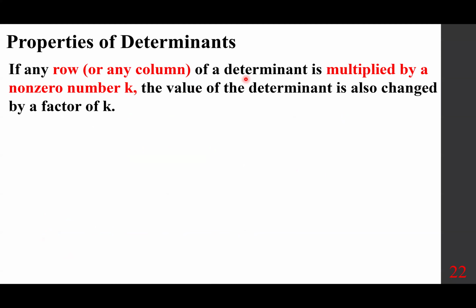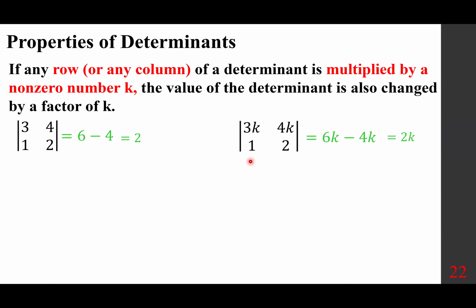If any row or any column of a determinant is multiplied by a non-zero number k, the value of the determinant is also changed by a factor of k. For example, we've already known that this is 2. Let's multiply one of the rows by k. So we have 3k times 2, which is 6k, minus 4k times 1, which is 4k. That results in 2k. So 2 times k, because this row is multiplied by k, the result is multiplied by k. So if you multiply it by 10, it becomes 20.